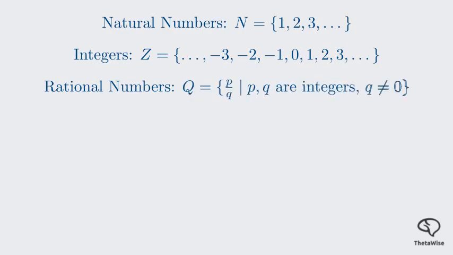Then we have the rational numbers, Q. These are any numbers that can be expressed as a fraction p over q, where p and q are integers and q is not 0. Examples include 1/2, -3, and 0.75.